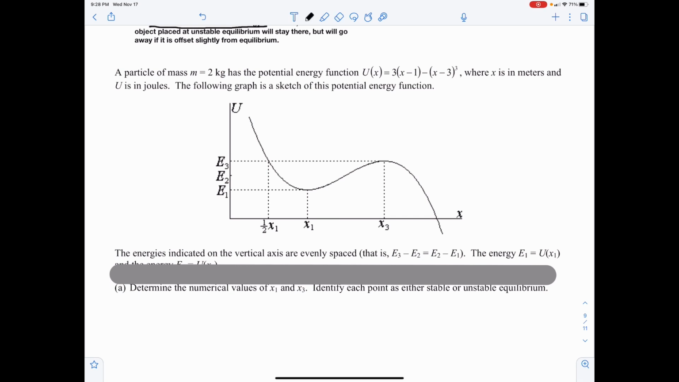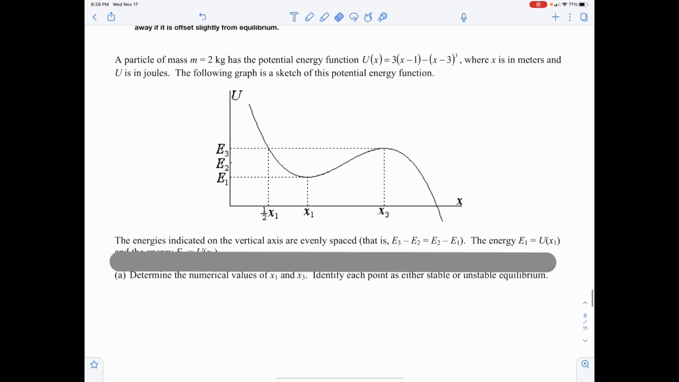E3, for instance, would be the potential energy function evaluated at 1/2 x1. E2, you could probably figure that out. E2 would be evaluated somewhere right here, and right here. E3 would also be evaluated right here at x3. Okay.